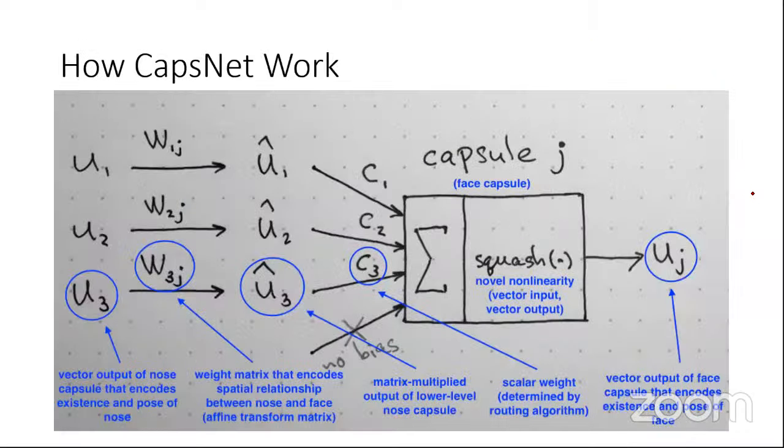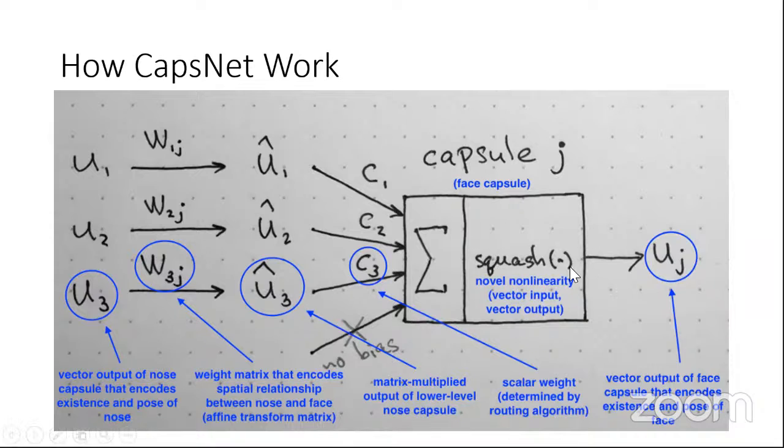So how does the CapsNet actually work here? Here U3 is mentioned, that is the vector output of the nose. So consider U1 is the eye, U2 is the mouth, U3 is the nose. And that encodes the existence and the pose of the nose. And W3J, W2J, W1J are the weight matrices. And U1 cap, U2 cap, and U3 cap are the matrix multiplied outputs. That is a dot product of U3 and W3J, U2 and W2J. So that is the dot product. And here C3 is a scalar weight, which is determined by our dynamic routing.